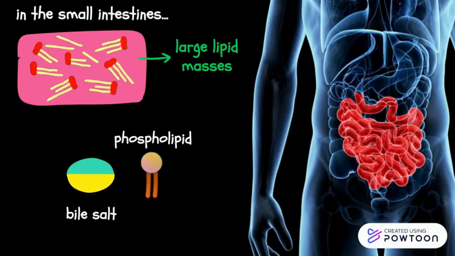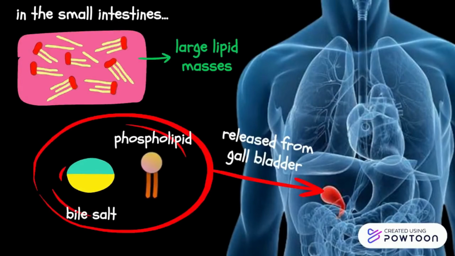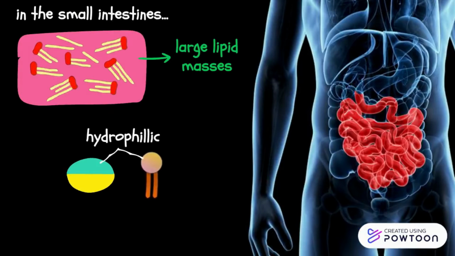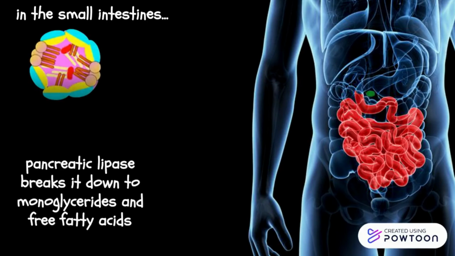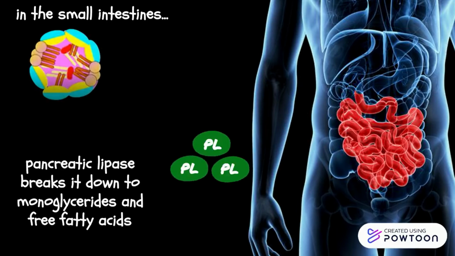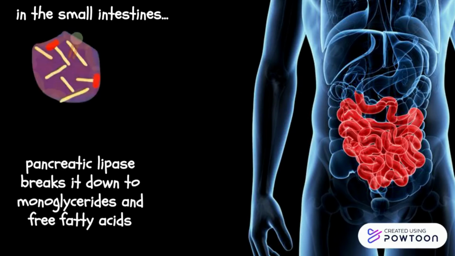This can be done with the help of bile salts and phospholipid, which were released from the gallbladder. Bile salt and phospholipid have a hydrophilic and hydrophobic region. The hydrophobic region of the bile salt and phospholipid will attach themselves to the hydrophobic large fat molecule to form emulsion droplets. The pancreas will also release an enzyme called pancreatic lipase to add greater access to the fat, so it can be broken down into monoglyceride and free fatty acid.